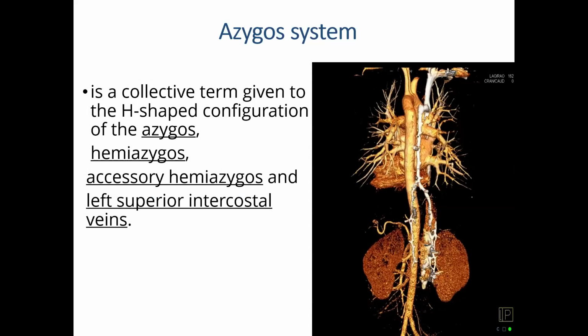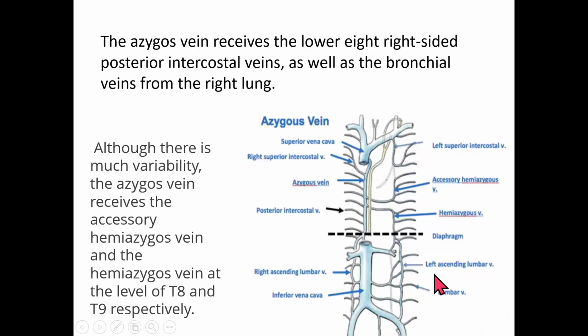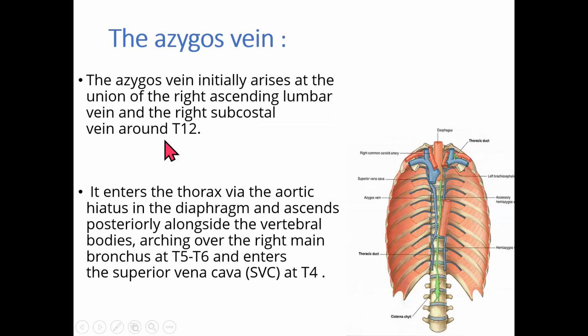The azygos system is a collective term given to the H-shaped configuration of the azygos, hemiazygos, accessory hemiazygos, and left superior intercostal veins. The azygos vein initially arises at the union of the right ascending lumbar vein and right subcostal vein at the level of T12.